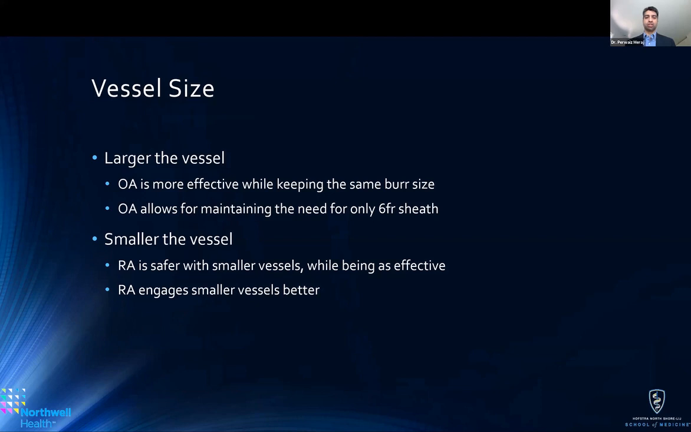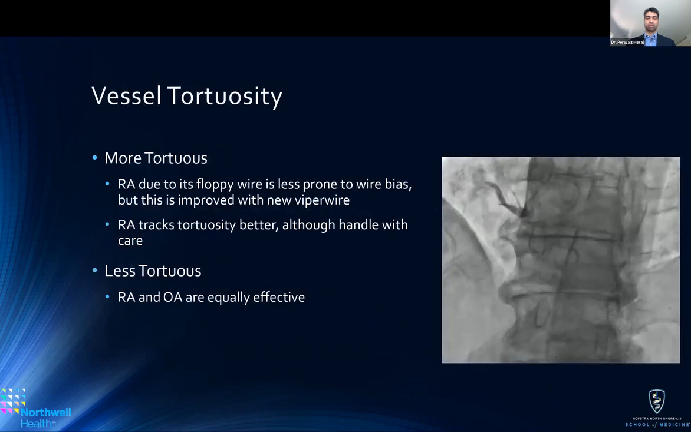When you start getting to any rotational atherectomy burr greater than 1.75 millimeters, you need to go with larger guide sizes, 7 French and 8 French. Obviously doable from the radial approach, but not the most common and not the easiest for the patient.